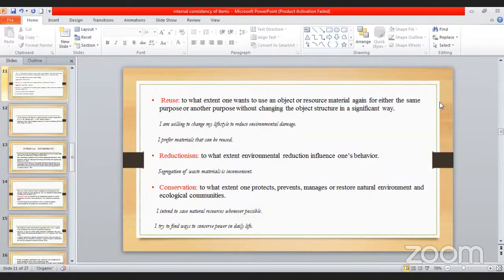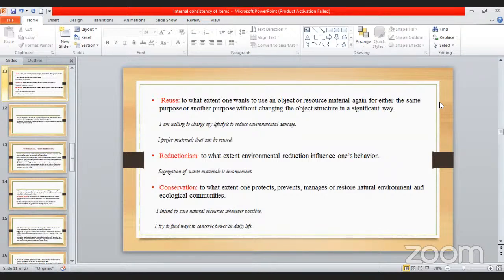Reductionism is another domain. That means to what extent environmental reduction influences one's behavior. So the example of this domain in an item is, segregation of waste materials is inconvenient.